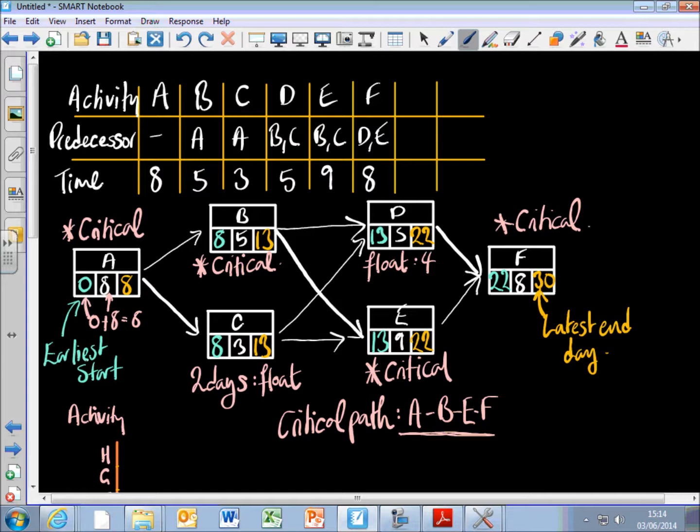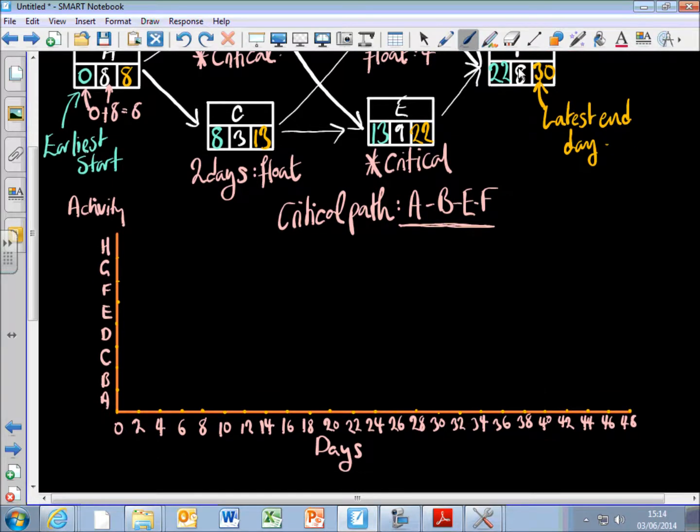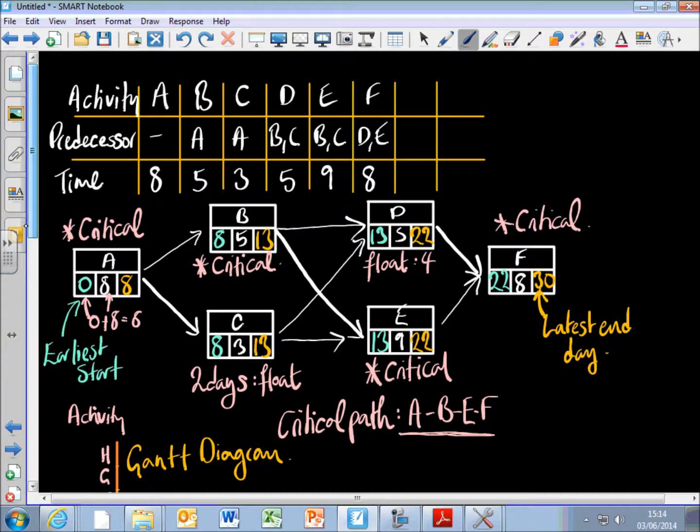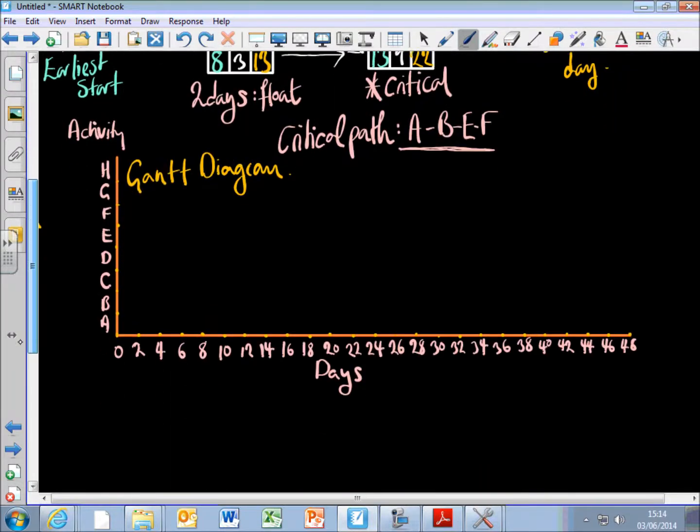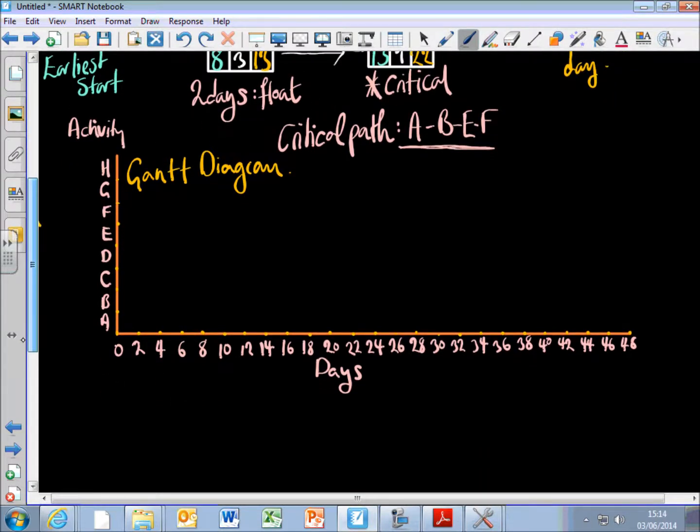Okay, so now what we're going to do is we're going to look at something called a Gantt diagram, which is a way of displaying the same information that we've just found. So I'll come down a little bit, and this is going to be called a Gantt diagram. And all we do is we take the information we've just gained from the activity network and we're going to plot it in this chart here.